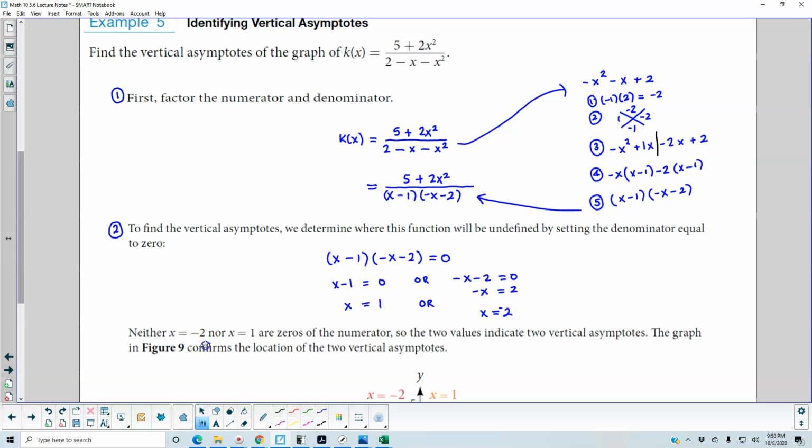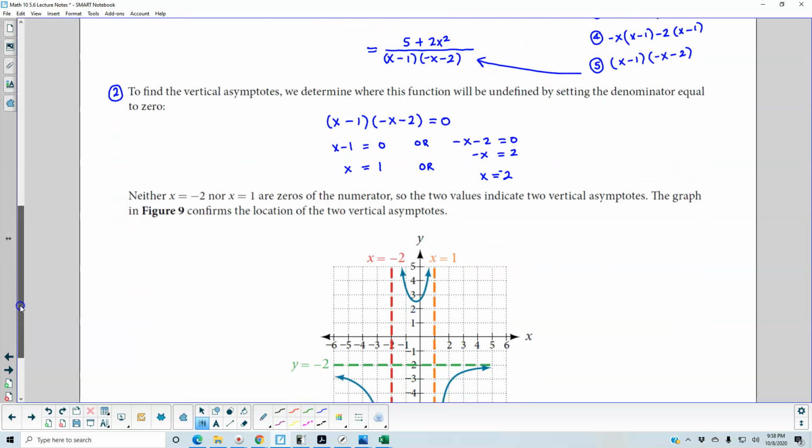So neither x equals negative 2 nor x equals 1 are zeros of the numerator. So the two values indicate two vertical asymptotes. The graph in figure 9 confirms the location of the two vertical asymptotes. Here is our asymptote at x equals negative 2, and then our other vertical asymptote at x equals 1. That's all we're looking for right now, the vertical asymptotes. This graph does have a horizontal asymptote, but we'll look at that in a different example. Again, here's how we found the vertical asymptotes: by factoring the denominator, setting it equal to 0, and finding out what those values are for x.